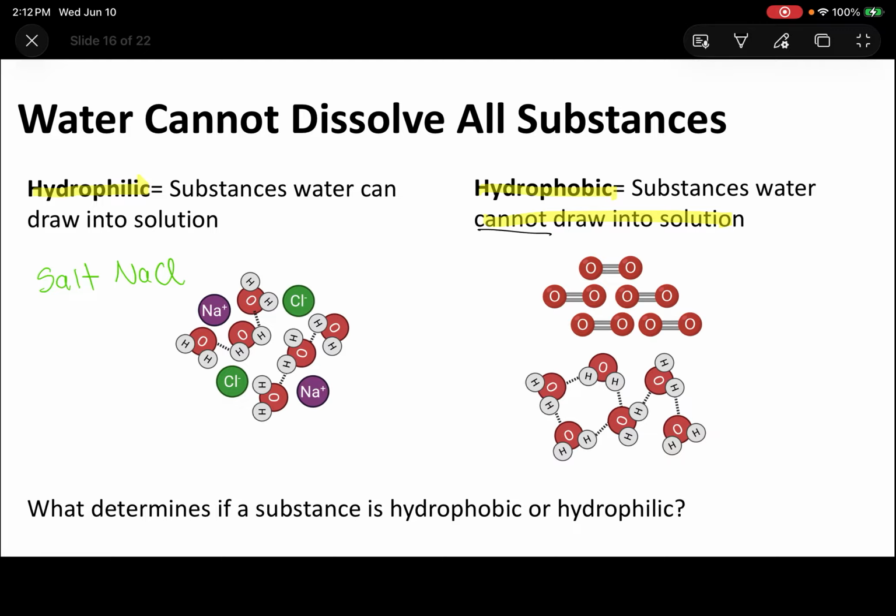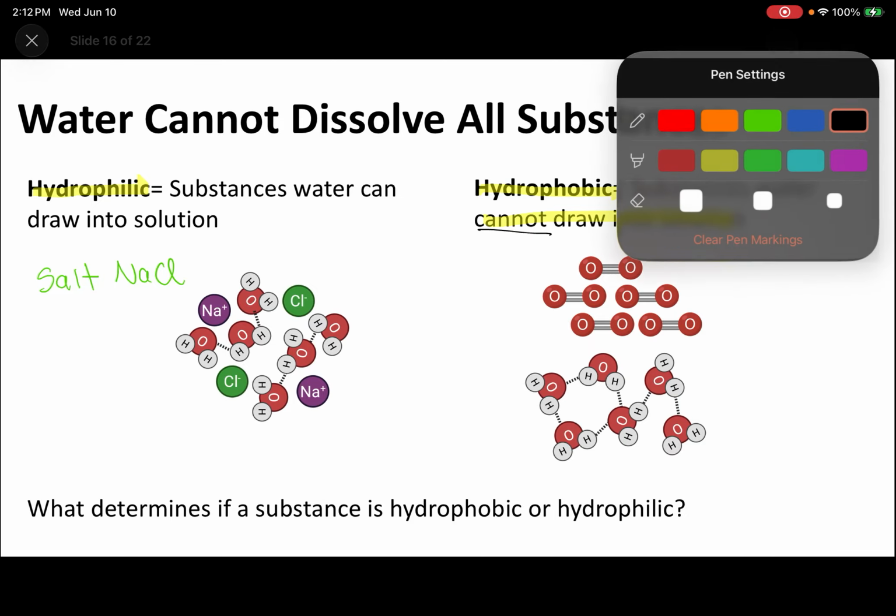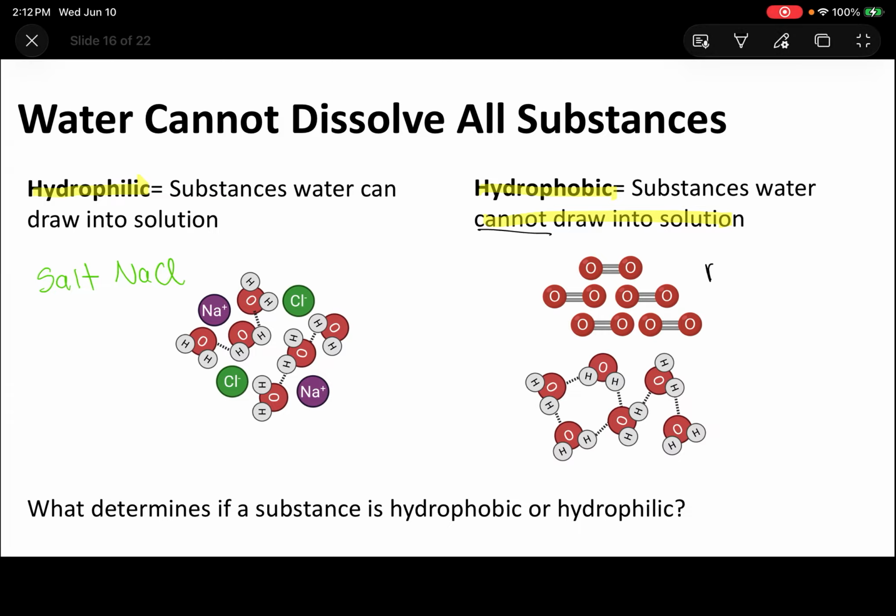So for example, here I have a bunch of oxygen that is double bonded with itself. Now when oxygen double bonds with itself, like in this image here, it is non-polar. Remember, non-polar means that these atoms are sharing their electrons equally. They have no charge. And that is going to be essential. So one of the biggest things that determines if a substance is hydrophobic versus hydrophilic is whether or not it is polar or charged.